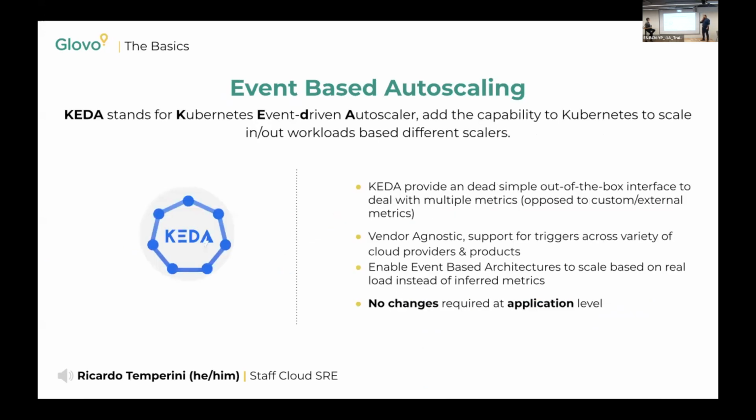So when we are talking about autoscaling itself, we are introducing KEDA here. KEDA stands for Kubernetes Event-Driven Autoscaling. It is an open source product that introduced to Kubernetes an easy way to interact with different kinds of metrics out of the box and provide a single interface. It is vendor agnostic and enables event-based architectures to scale based on different types of metrics, and it doesn't require any change in your application because this is outside of your application.